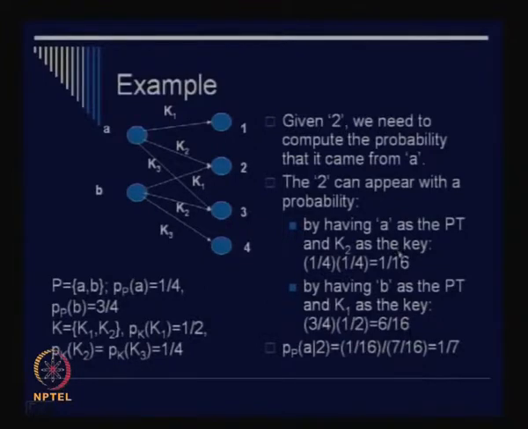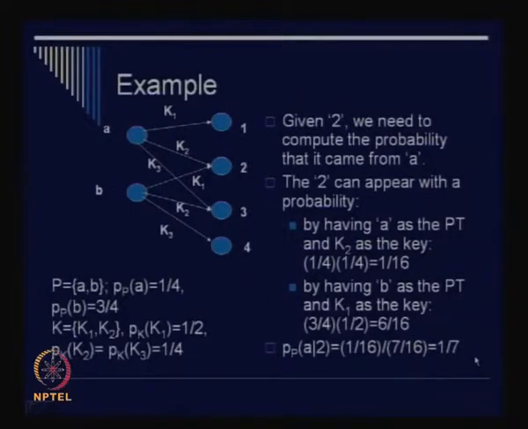So what is our desirable case now? Our desirable case is that 2 has occurred as a ciphertext and it has occurred from A, which is the first event. You see that by having A as a plain text and K2 as the key, what we have done is that we have obtained 2 from the plain text A. And that is precisely what we want, right? We want the probability distribution of A given that 2 is the ciphertext. Okay. So what we do is that we divide 1 by 16 by 7 by 16 and we obtain the value of 1 by 7.